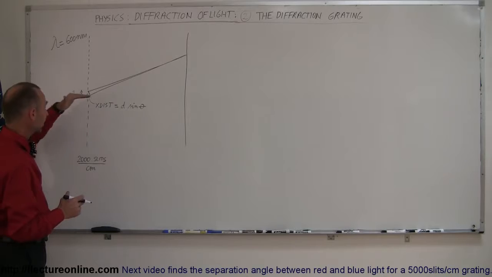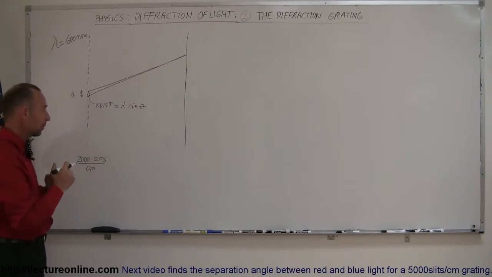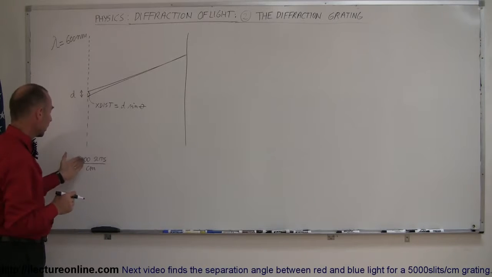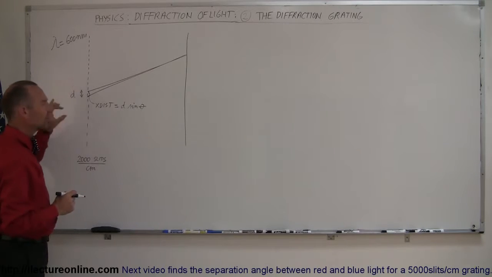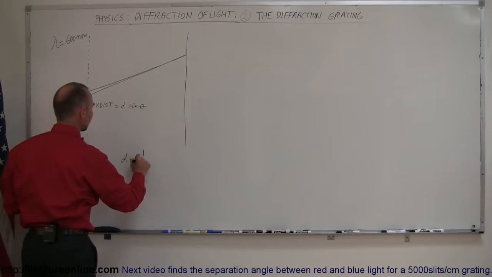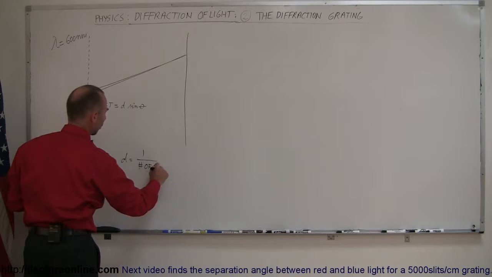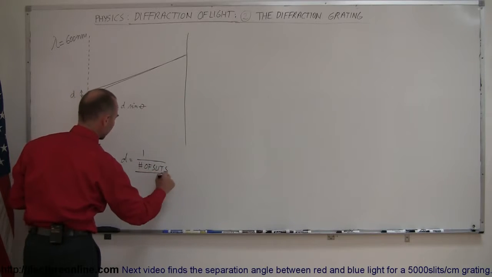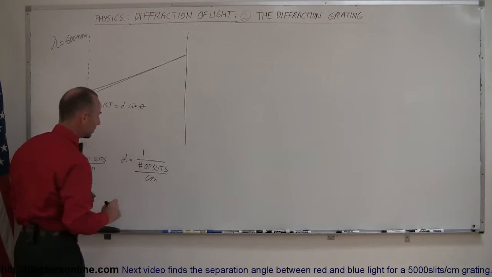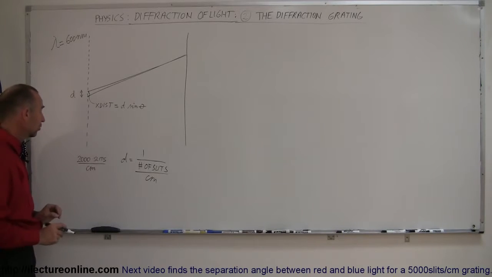For example, let's say we have something that has 2,000 slits scratched in a plastic or glass plate per centimeter. What would be the distance between them? The distance would be equal to the inverse of the number of slits per centimeter, or per meter, however you want to write the unit. In this case, I did it per centimeter. So if we take the inverse of that, that would be the distance in centimeters between any two slits.